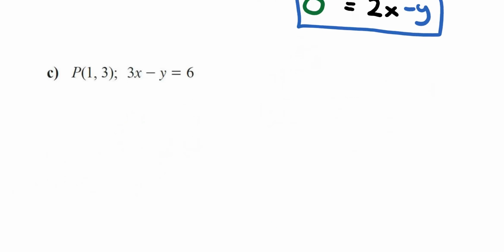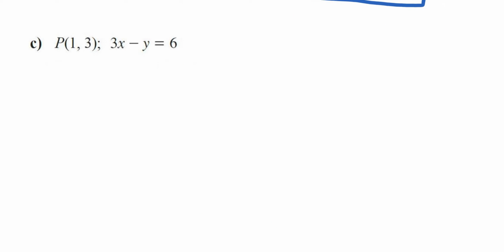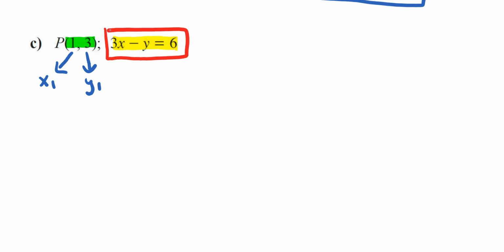Okay, let's move on to letter C here. Remember, I need to write the equation of a line that is parallel to this, and it also goes through this point right here. So this is like your x1, and this right here is your y1. Now for this line right here, I need to find the slope, right?